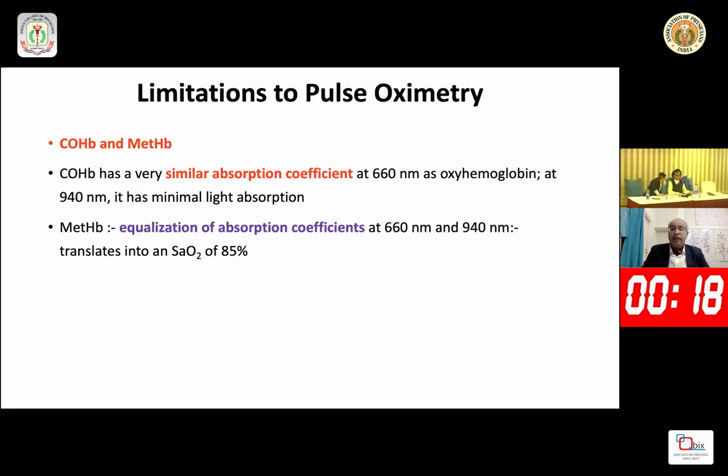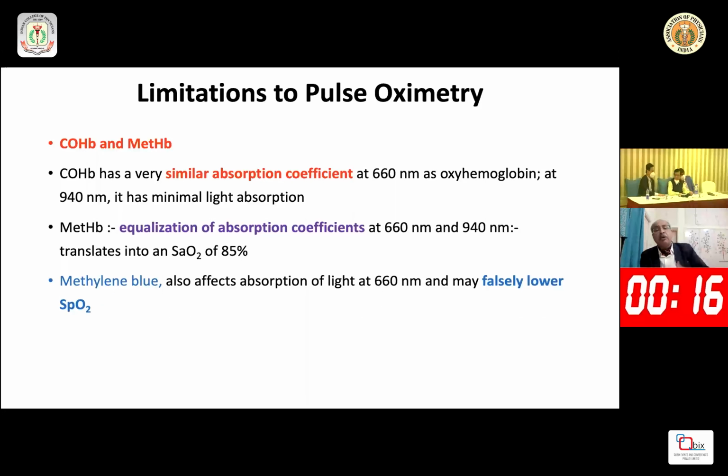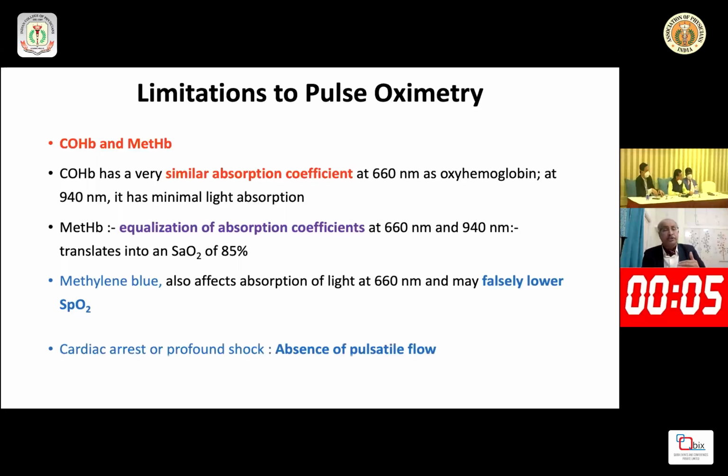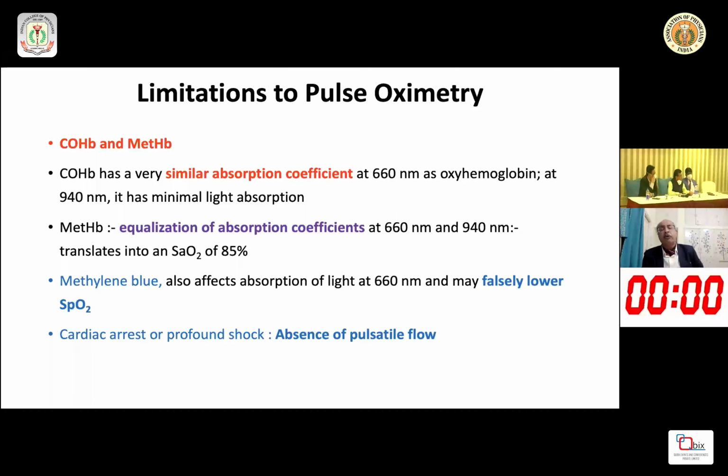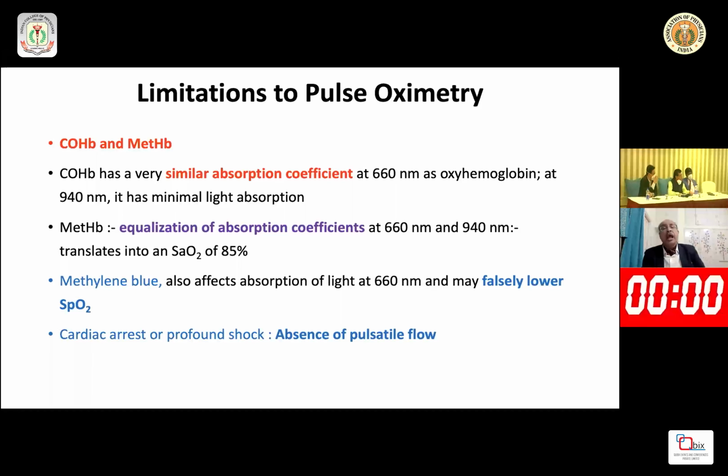And methylene blue will also interfere with it. That is why it is very important when you're doing pulse oximetry that there should not be any nail paint, because it can also interfere with these absorption coefficients. Similarly, when you have cardiac arrest or profound shock, there is an absence of pulsatile flow. And that is why in pulse oximeters, they have written PI, the perfusion index, which shows how much perfusion there is. And it is very important how you're measuring pulse oximetry.